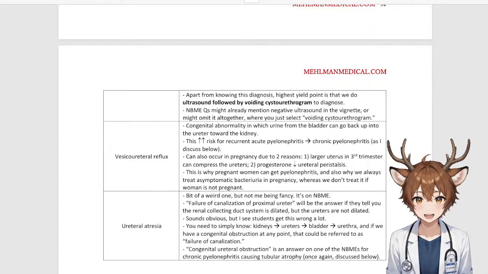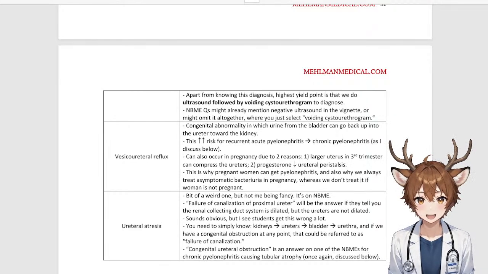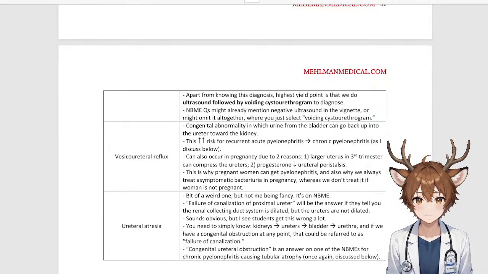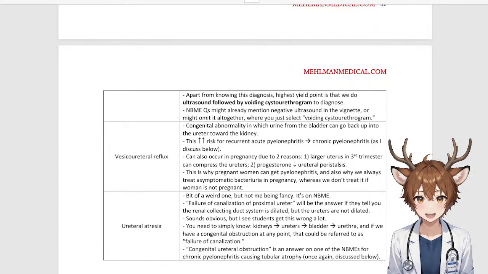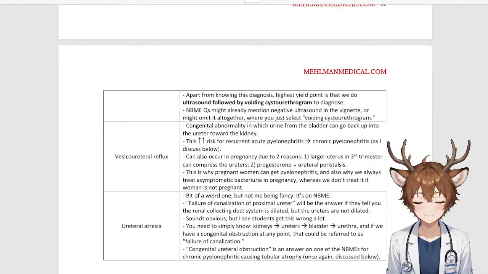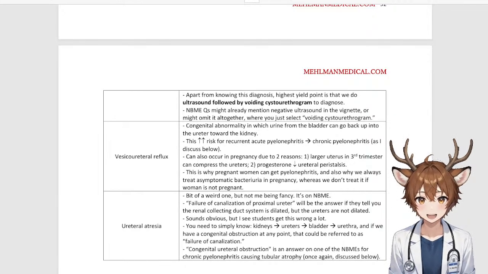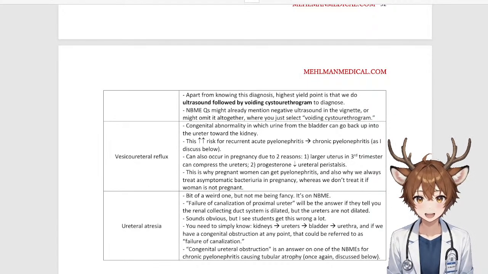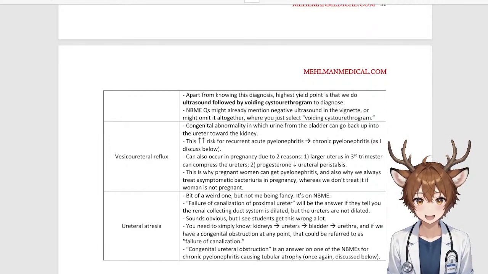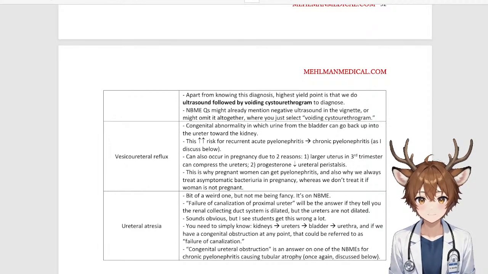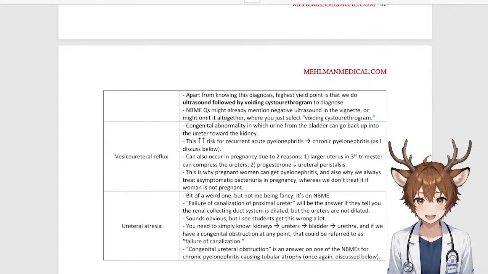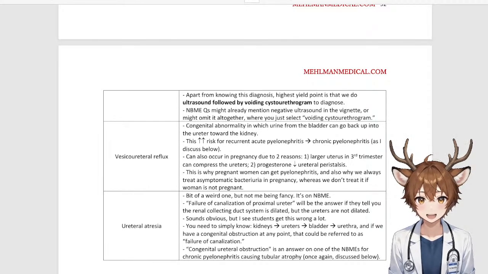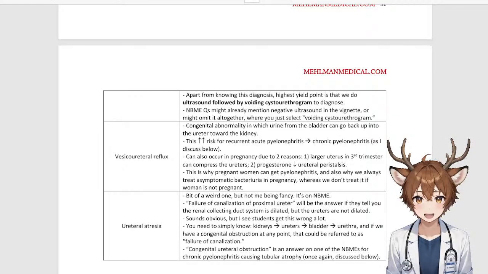You need to simply know that the kidneys go to the ureters, which go to the bladder, which goes to the urethra, and if we have a congenital obstruction at any point, then that could be referred to as a failure of canalization. And therefore, what comes before it, farther up the chain, might have some sort of pathology, for example, dilation. A congenital ureteral obstruction is an answer on the NBMEs for chronic pyelonephritis causing tubular atrophy, once again discussed below.